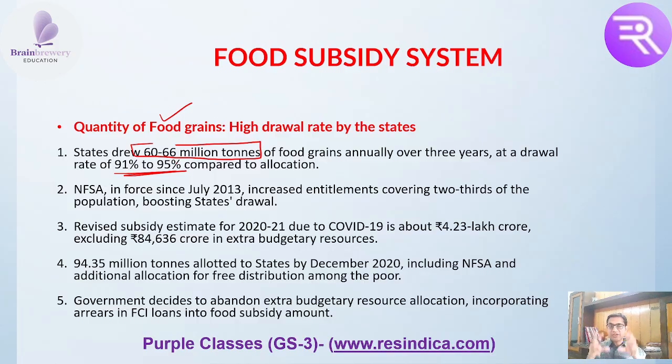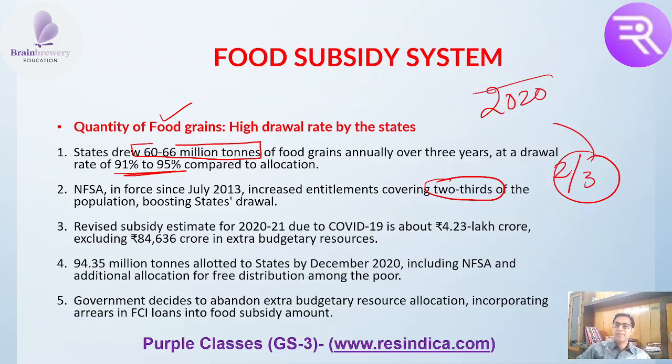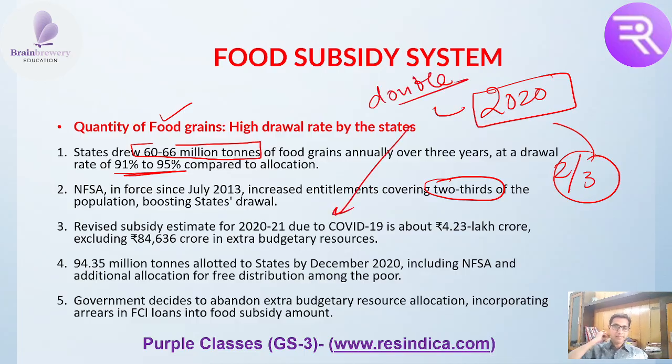Since the National Food Security Act came into being in 2013, around two-thirds of the population is getting subsidized food grain, and in 2020 the government even started providing double the amount of food grain because of the COVID-19 pandemic. The revised budgetary estimate due to the COVID-19 pandemic is 4.23, excluding 84,000 in extra budgetary resources that the government has to provide for the extra food grain to the people. Okay, so these are some data: 94.35 million tons was allocated to the states by December 2020.